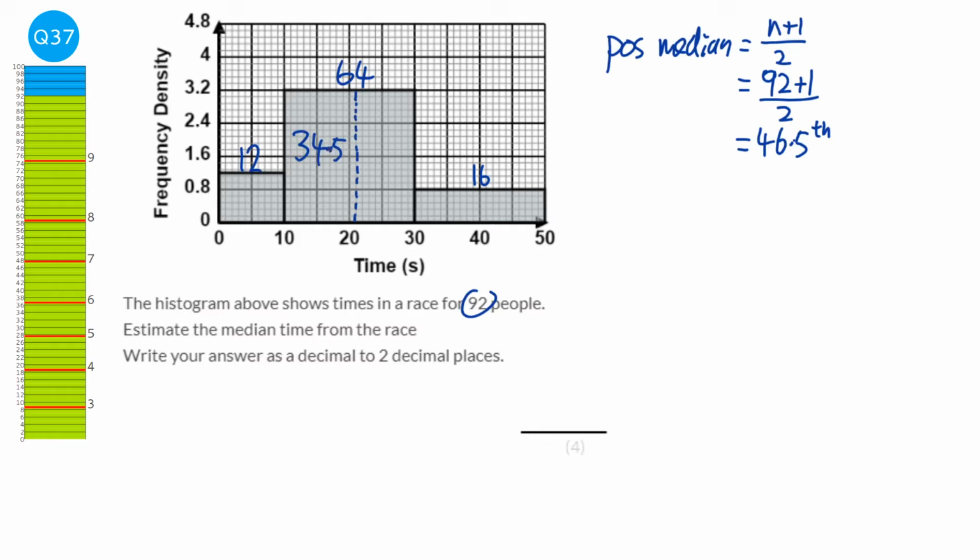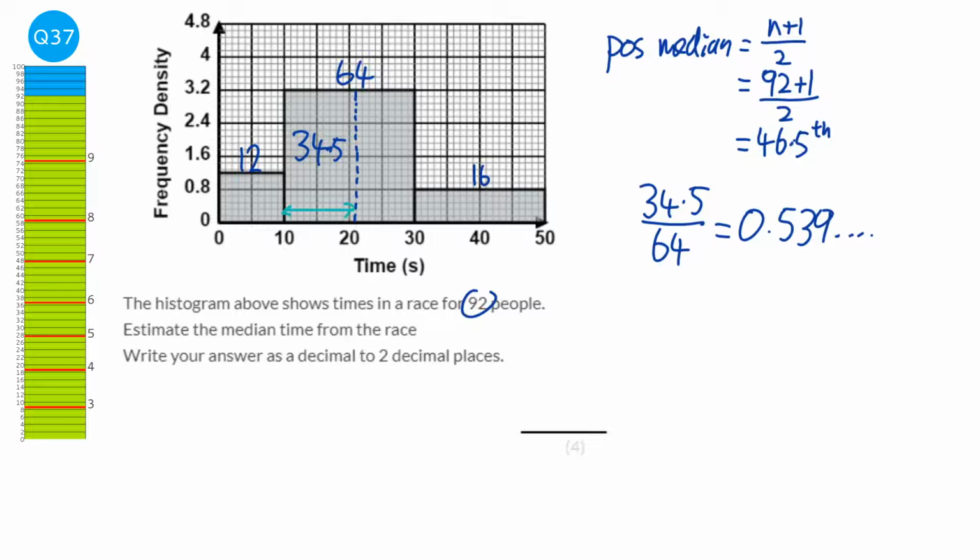So what fraction in that group is it? Well, the fraction will be 34.5 over the total frequency in the group, which is 64. And so you work that out on the calculator, so divide that by 64, and you get 0.539... Okay, now we're not really interested in the frequencies, we're interested in what this distance here is.